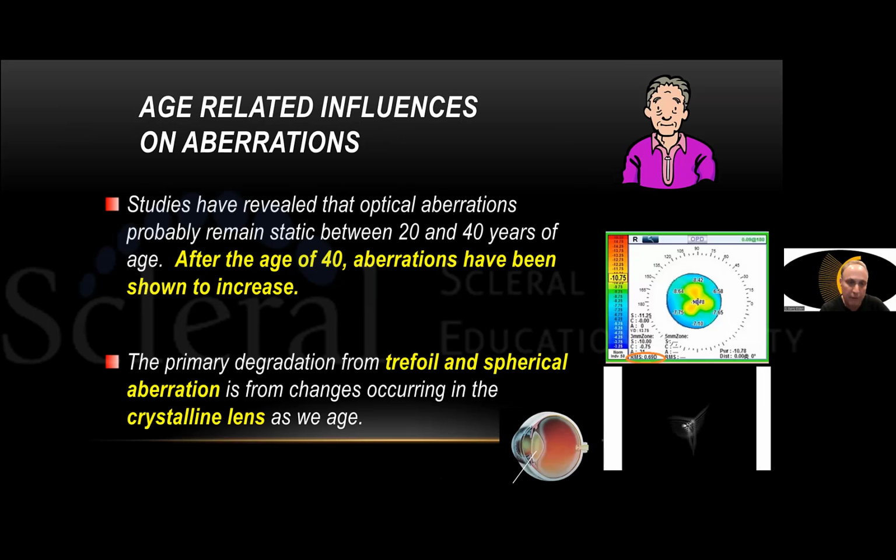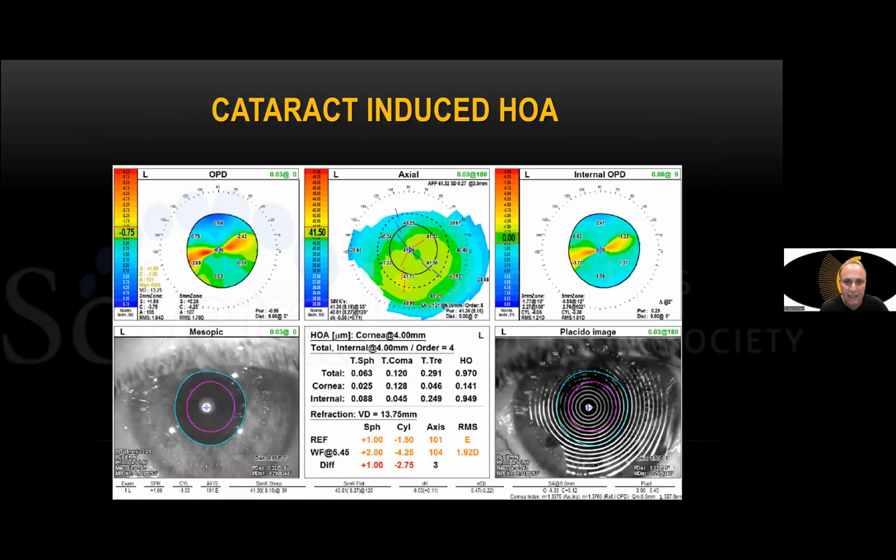And of course, age has an effect as well, primarily due to the internal crystalline lens as we start to develop cataracts. One of the most common things we see as cataracts develop are increases in trefoil. So that pattern that you can see in the map of trefoil is very, very common as internal cataracts develop. And here you can see a different case.